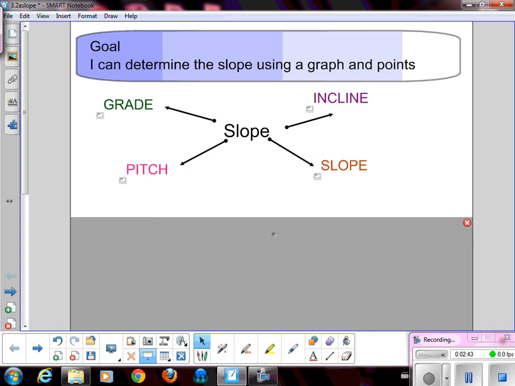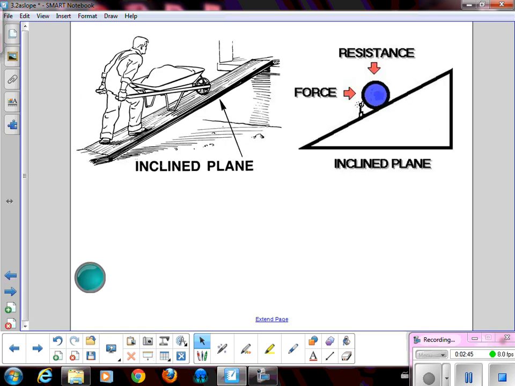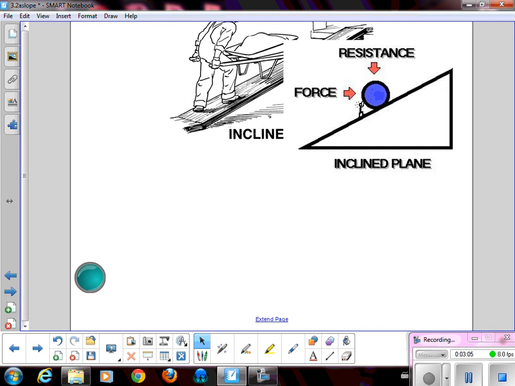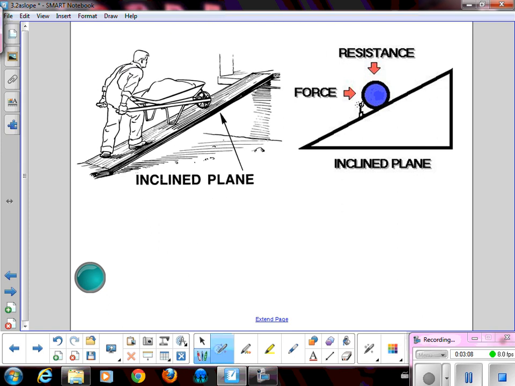Now if we go back and look at incline, often we talk about an inclined plane, and that has to do with work, as far as the amount of effort. Obviously, the steeper the incline, the more force it's going to take to move something, whether we're moving a wheelbarrow full of something, or pushing a giant boulder up a hill. So when we talk about incline, it often has to do with physics, and we're talking about force and resistance.